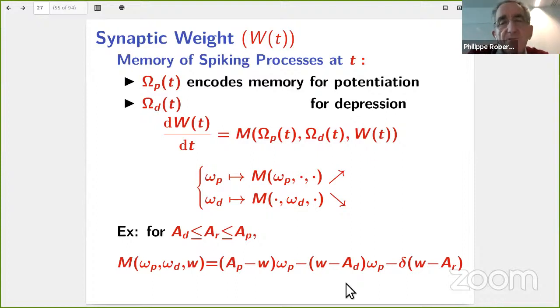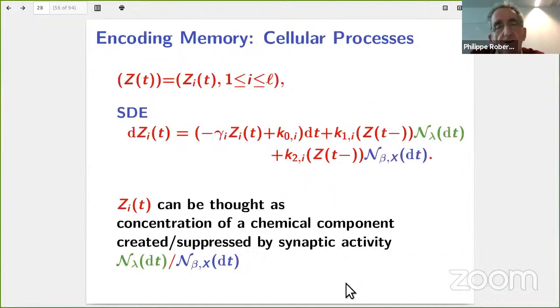So the way it's done is just by introducing a set of cellular processes, z_i(t). So it's a vector. And in fact, the z_i(t) will play in some way the role of calcium variables. But you assume that you have L such variables, which will represent the cellular processes. Okay, and these cellular processes will evolve according to the pre- and postsynaptic spikes, according to this stochastic differential equation.